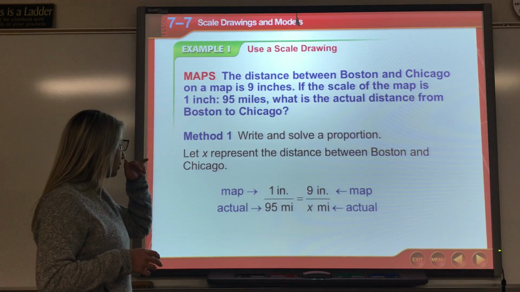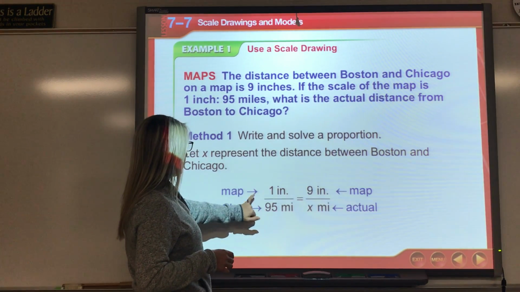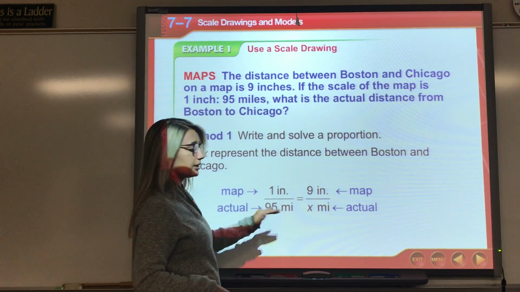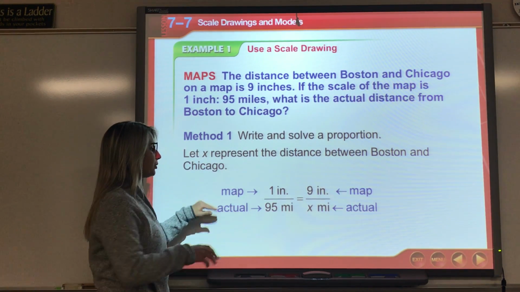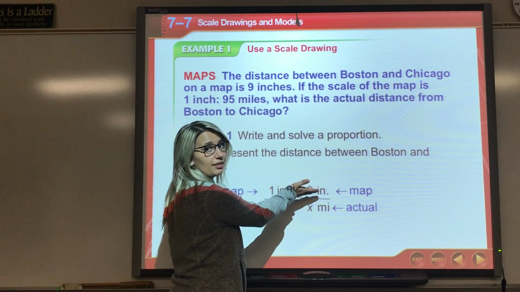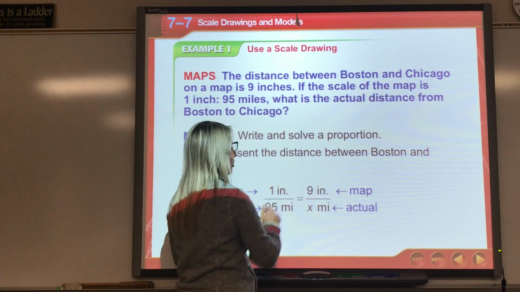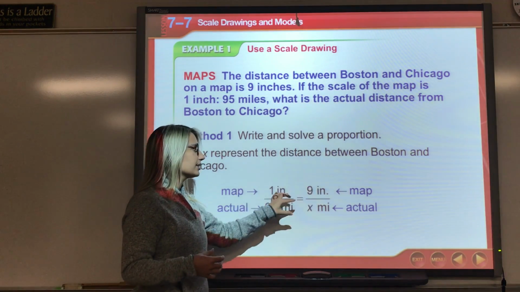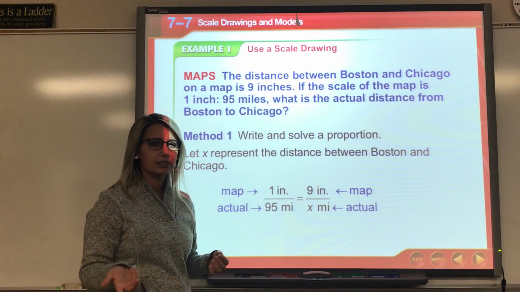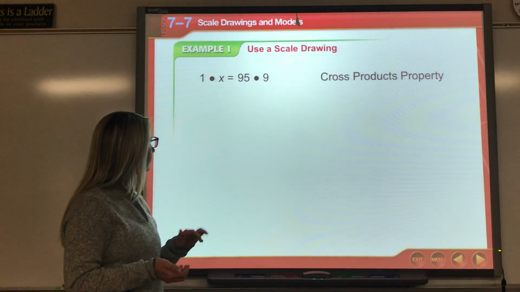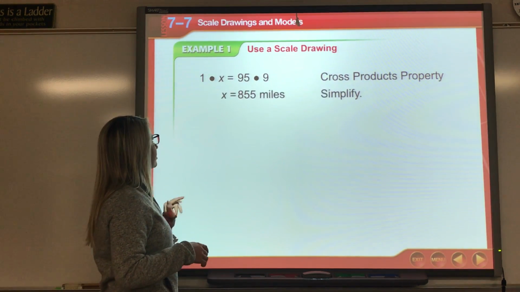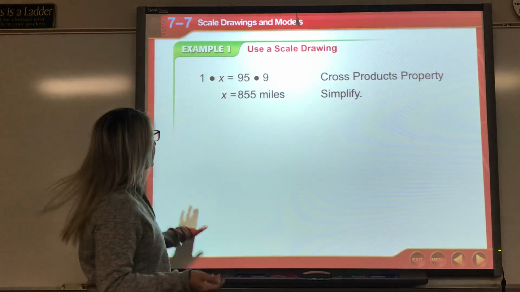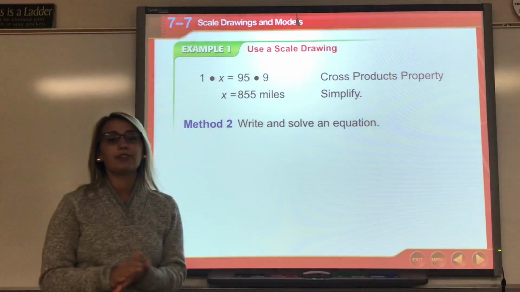When we do that, we're going to let 1 on the map over the actual, which is 95 miles in real life. So we have map over actual. Set that equal to 9 inches on the map, because that's how far they were on the map, over x miles, which is how far they actually are. Once we have this proportion set up, we just apply the cross product property. Go ahead and solve it, and we get x is 855 miles. That's telling us that Boston and Chicago are 855 miles apart.